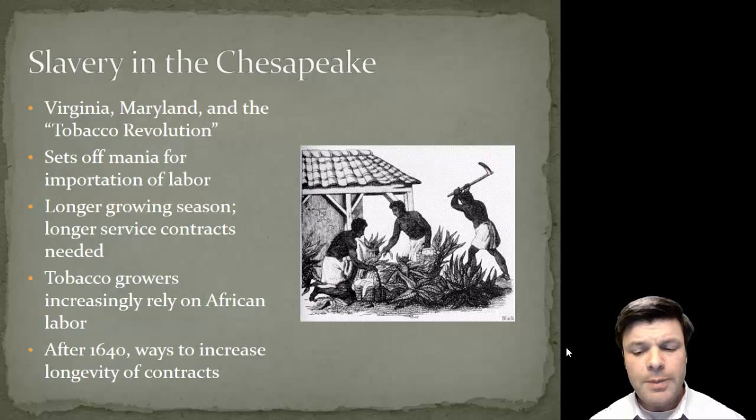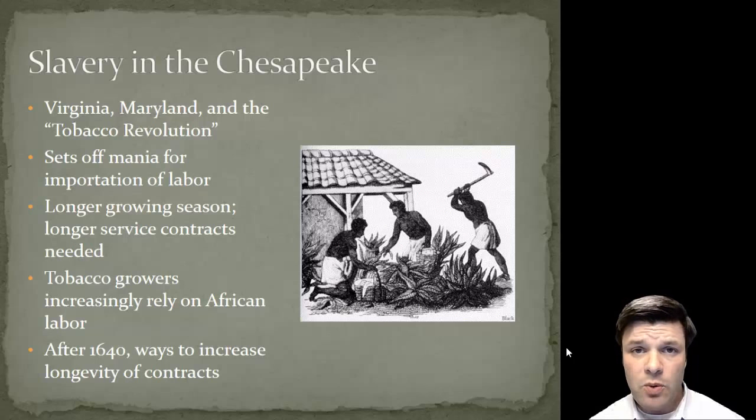To make sure that you know what the Chesapeake region was, think about northeastern Virginia, southeastern Maryland. Think about the Chesapeake Bay. Great place to get seafood, especially crab. But that's the region that I'm talking about, and that's what I mean when I say slavery in the Chesapeake.